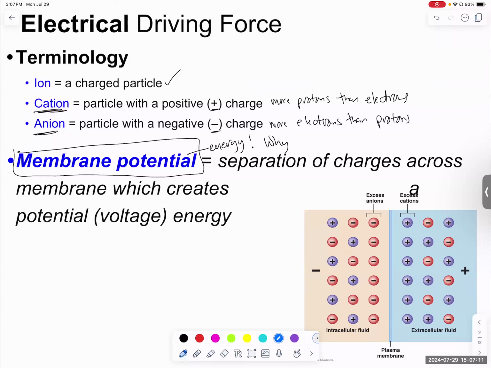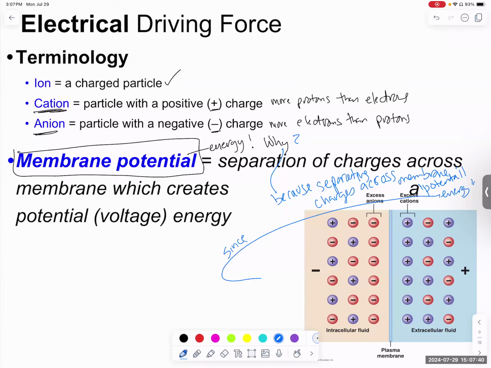Why? Why is it potential energy? Because separating charges across the membrane means that there is potential energy, since if the membrane opens to the ion, they will move towards each other. And really the key is movement.